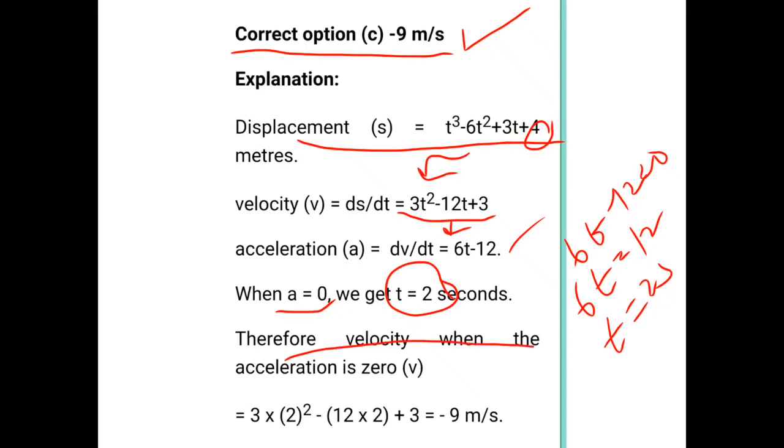Therefore, the velocity when the acceleration is 0: if you substitute t is equal to 2 seconds in the velocity formula, you will get minus 9 meter per second as the correct answer.